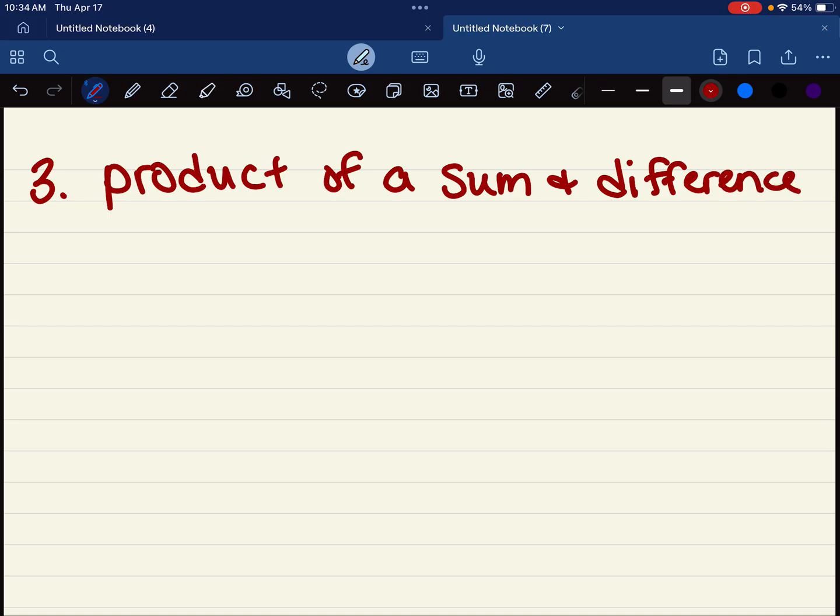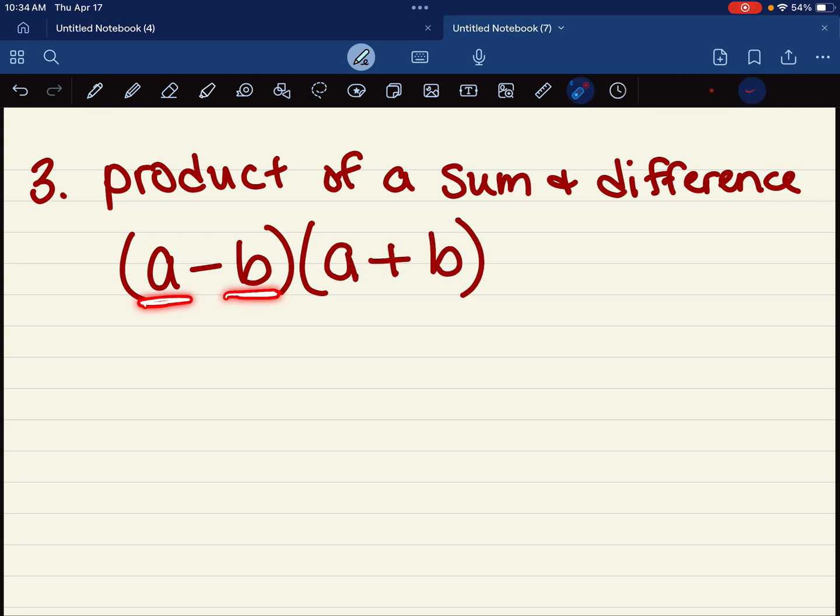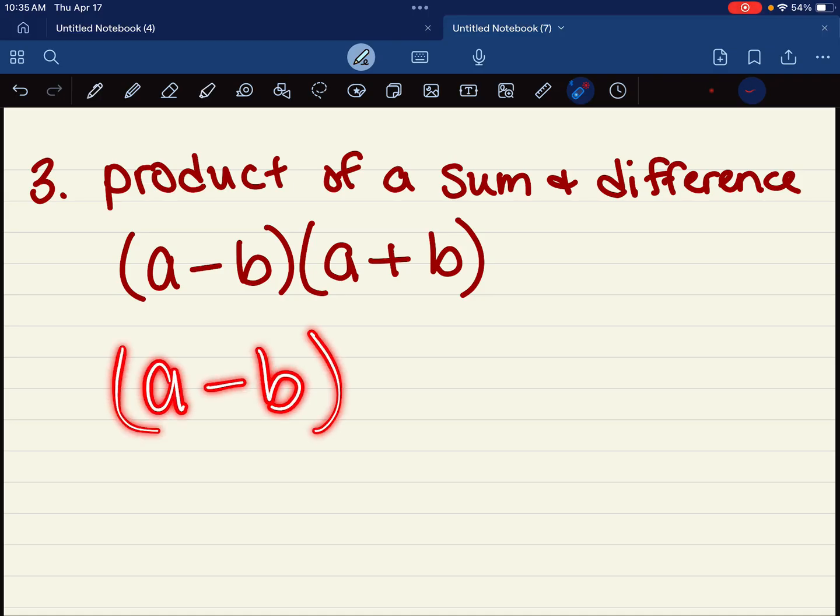So, product of a sum and difference means you have one parentheses that's subtraction, one that is addition, when they look exactly the same. This only works if they look exactly the same other than one's subtraction, one's addition. So, I have A and B subtracted, I have A and B added. That's the only time it works. If it said A minus B and then A plus C, would this method I'm about to teach you work? No, because they don't look exactly the same. In that case, you would just distribute like I taught you before. Okay? So let me show you how this works.